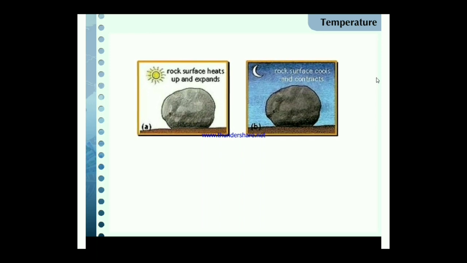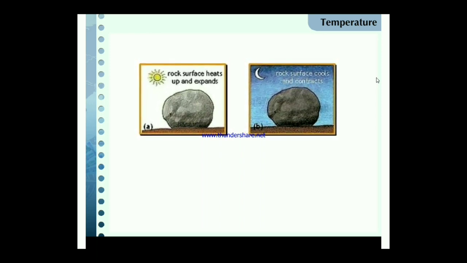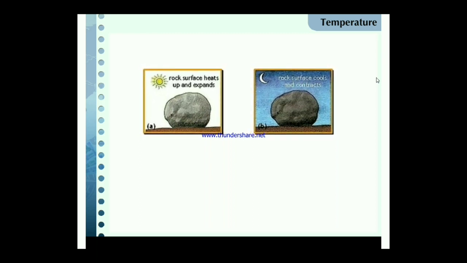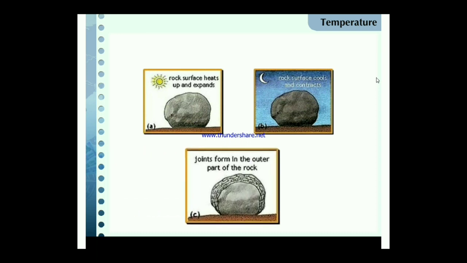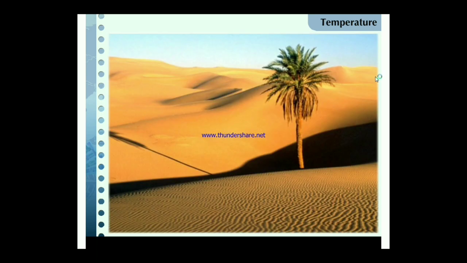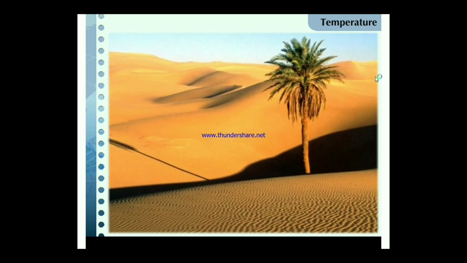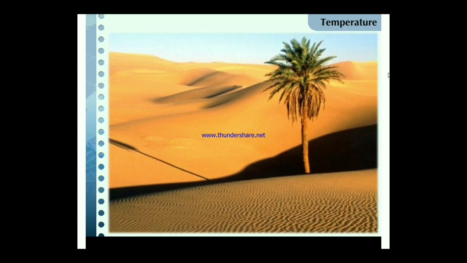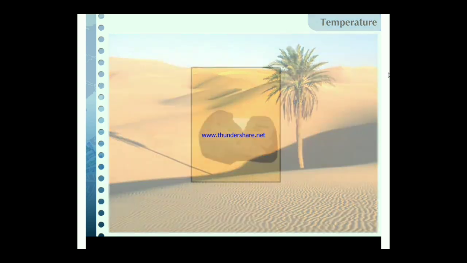Each mineral reacts differently to the temperature. Some minerals expand more, while others do not expand as much. Consequently, the tension formed in the rocks also increases and decreases. As a result, cracks develop in the rocks and they break. In areas where the diurnal range of temperature is higher, weathering of this type is common in the hot deserts.